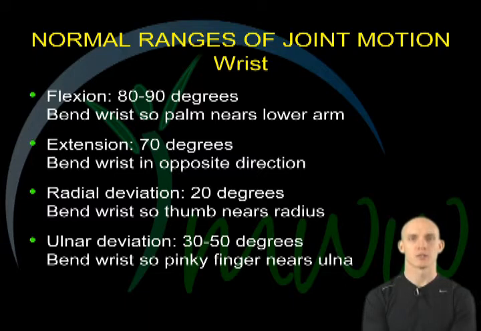Radial deviation. Recommended movement is 20 degrees. Bend your wrist toward your radius bone. Ulnar deviation. Recommended movement is 30 to 50 degrees. Bend your wrist toward your ulna bone.